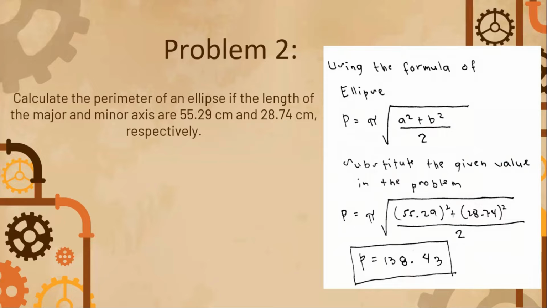Pi times the square root of 55.29, which is the value of our A, squared plus 28.74, which is the value of our B, squared, all over 2, and we get the perimeter of 138.43.